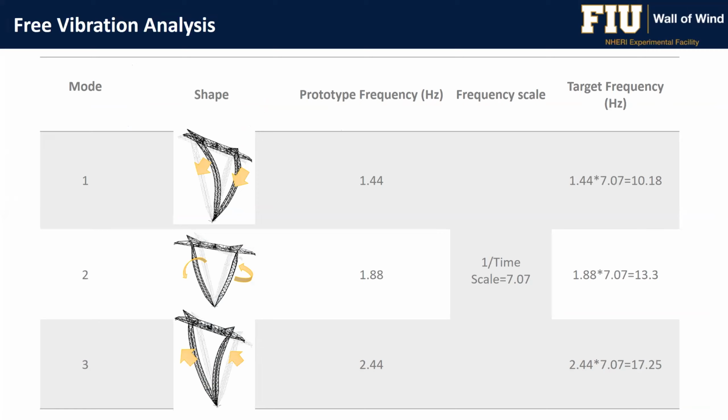The idea is that we need to replicate the essential mode shapes. So we have to first identify essential mode shapes, their contribution to the total dynamic response of the structure, and identify the frequencies. Here you can see the prototype frequency and then what we have as a frequency scale, and then the target frequency based on that frequency scale. So we try to replicate that and we assess this based on free vibration test. Next.